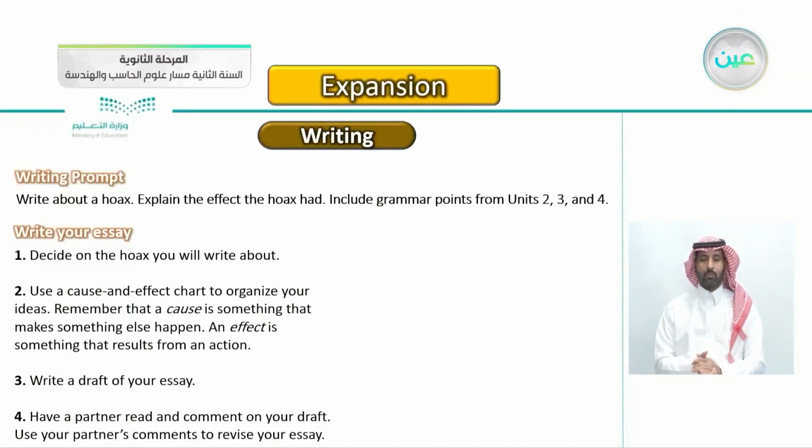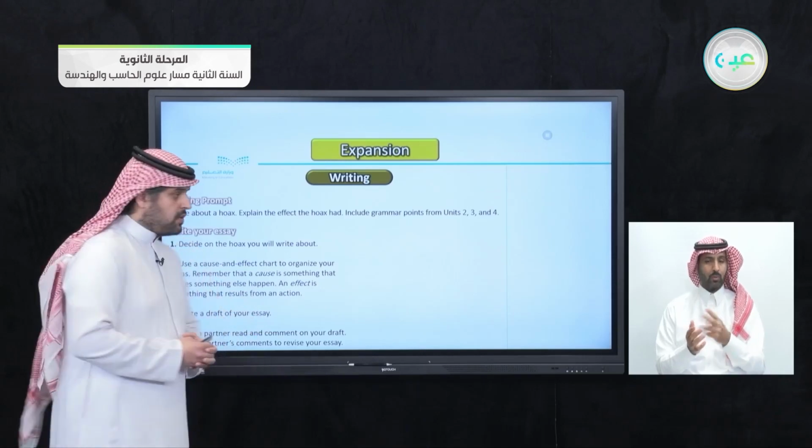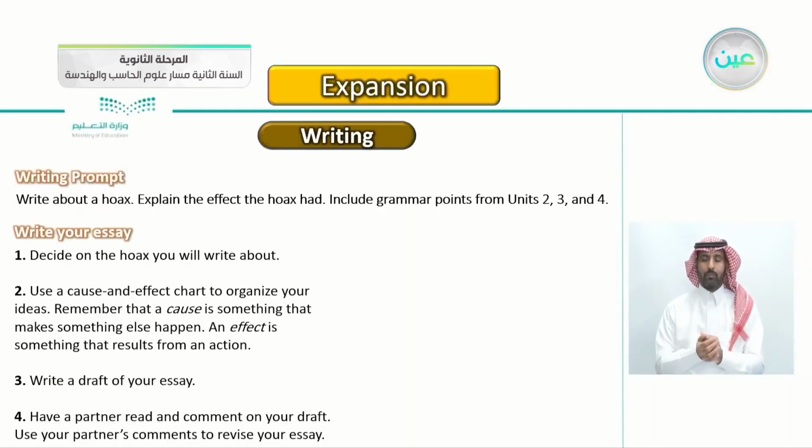To write your essay, we have some points here. Let's read them together. Number 1, decide on the hoax you write about. So of course, you have to decide which hoax you're going to write about. Number 2, use a cause and effect chart to organize your ideas. Of course, you have to use a chart to organize your ideas. So you have to use a chart that has cause and effect columns.